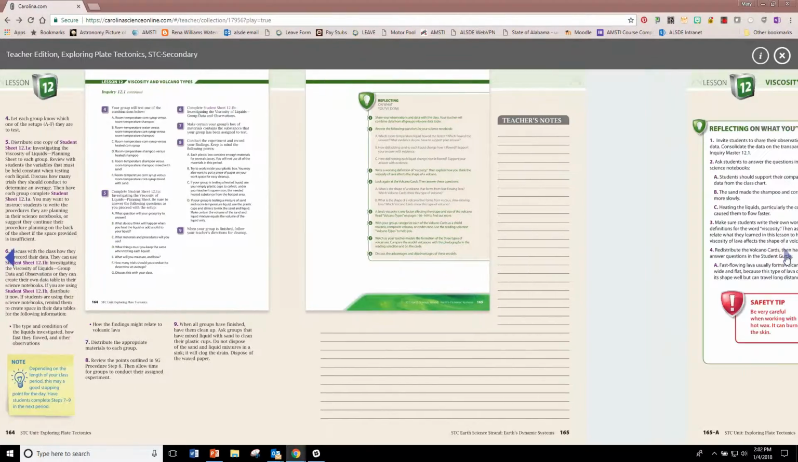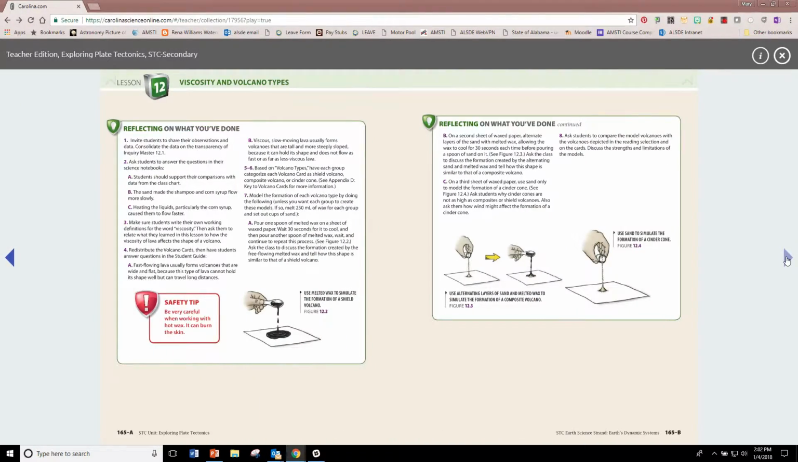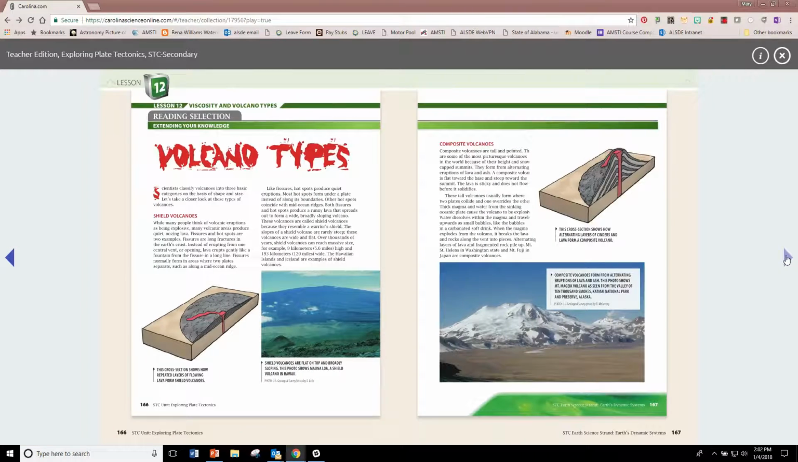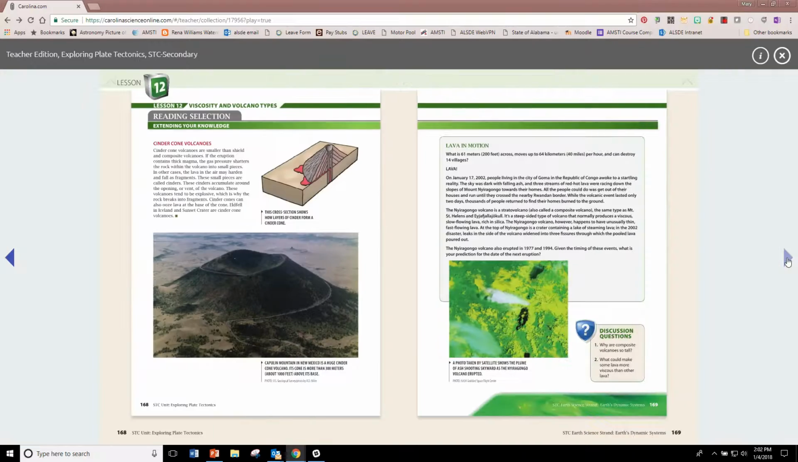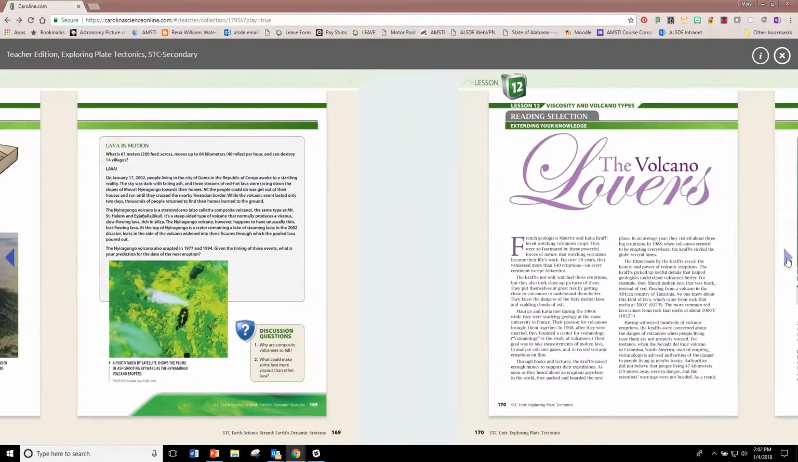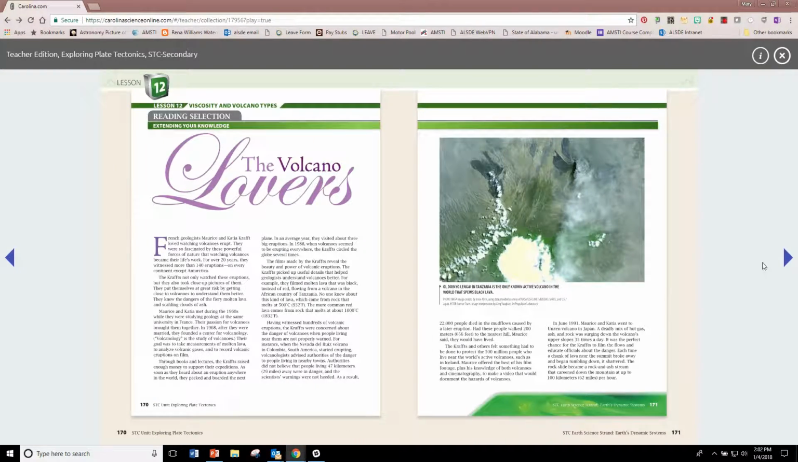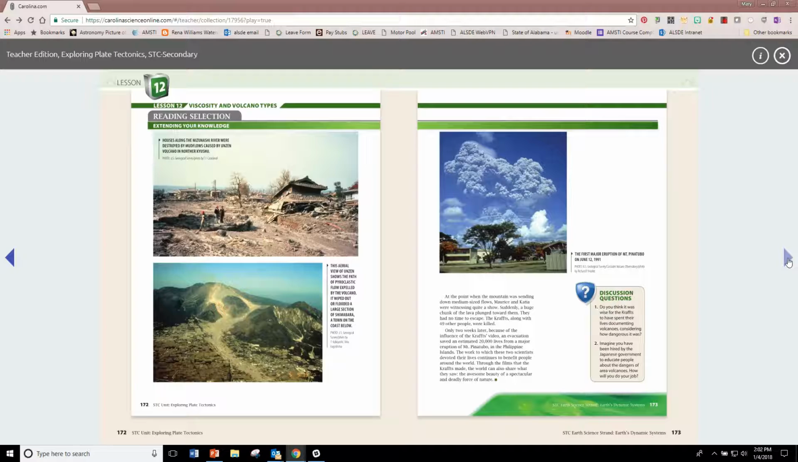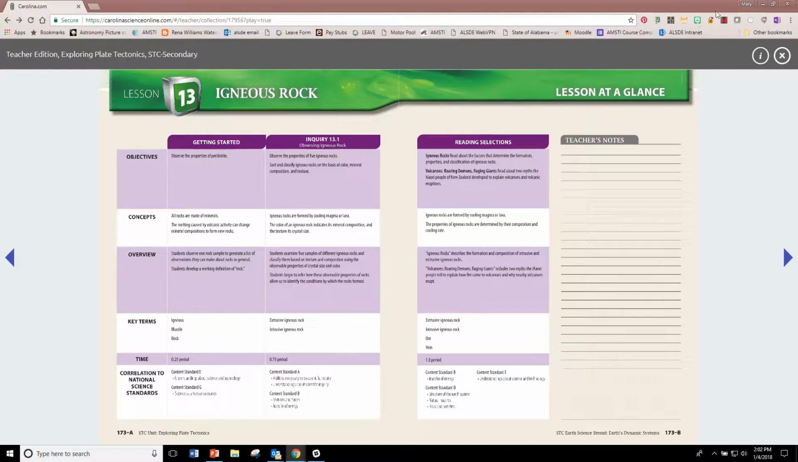In the readings, which are located at the end of the lessons, students will learn how this viscosity affects these volcano types, and they'll take a closer look at each of the 3 types of volcanoes, your shield, composite, and cinder cone volcanoes. Also, there's an interesting article, which again you can use for content reading, however you want to use it at the end of that lesson.